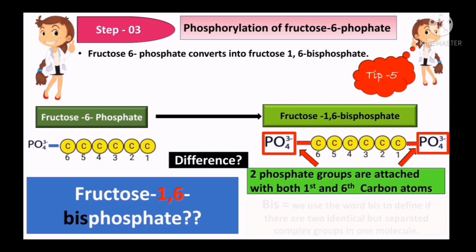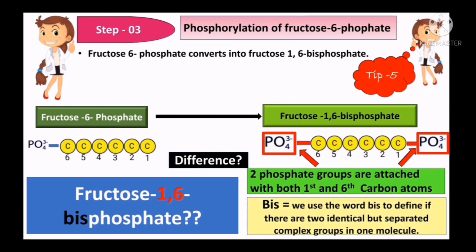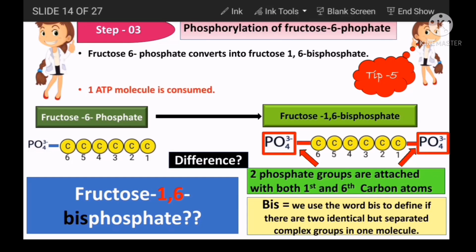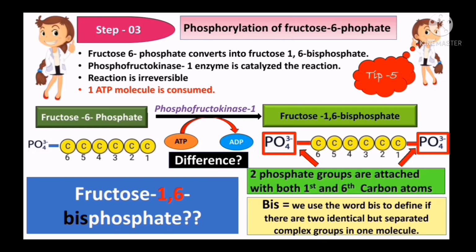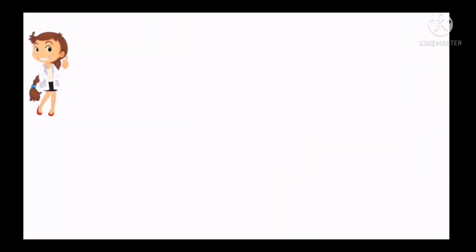Well, what's the meaning of the word bis? We use the word bis to indicate that there are two identical but separated complex groups in one molecule. Now we know that if there is a phosphorylation, certainly one ATP molecule should be converted into an ADP molecule. It means energy is consumed. This reaction is irreversible and the phosphofructokinase enzyme catalyzes this reaction.